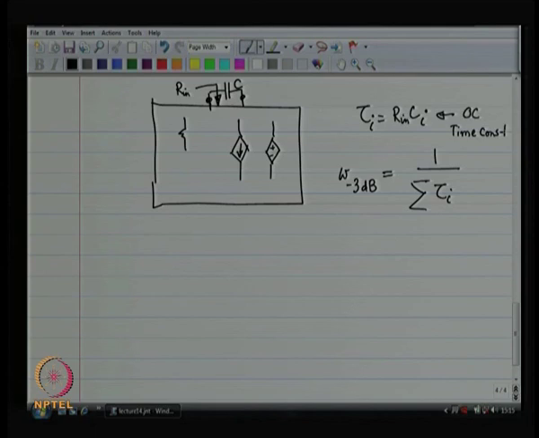You open out all the capacitors and measure the time constant for one of the capacitors. You do the same thing for every one, sum all of the open circuit time constants, 1 by that should give you the 3 dB bandwidth in radians per second.